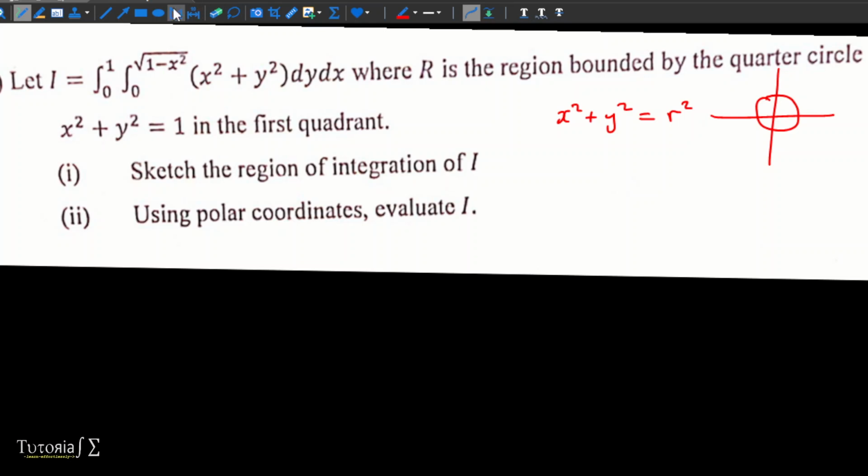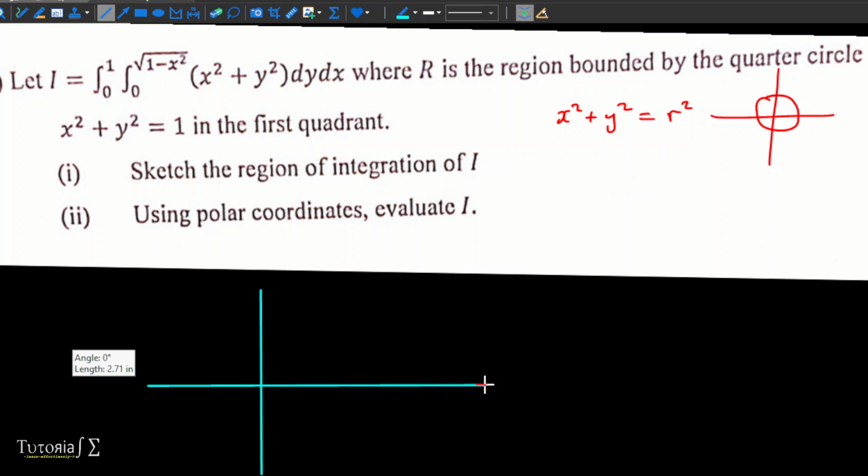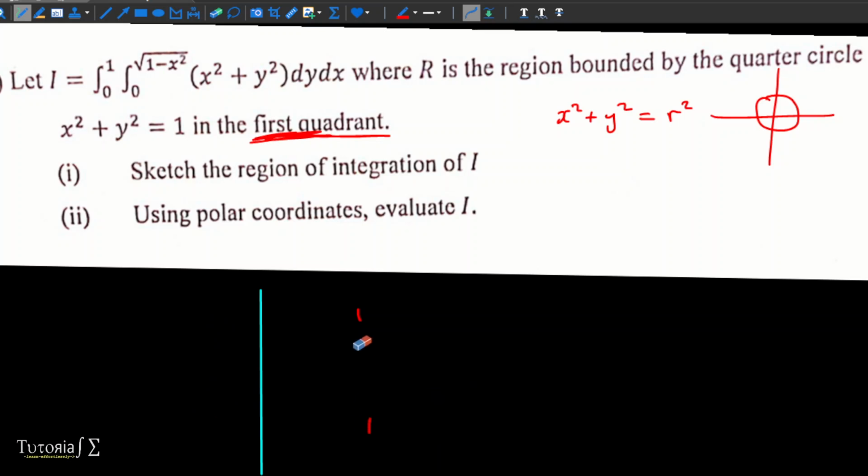You should also know about the XY plane. So this is the XY plane. This is the first quadrant. This is the second quadrant, third quadrant, and fourth quadrant. And in this case, we've been told that the region is in the first quadrant, meaning that our graph will only focus on the first quadrant.